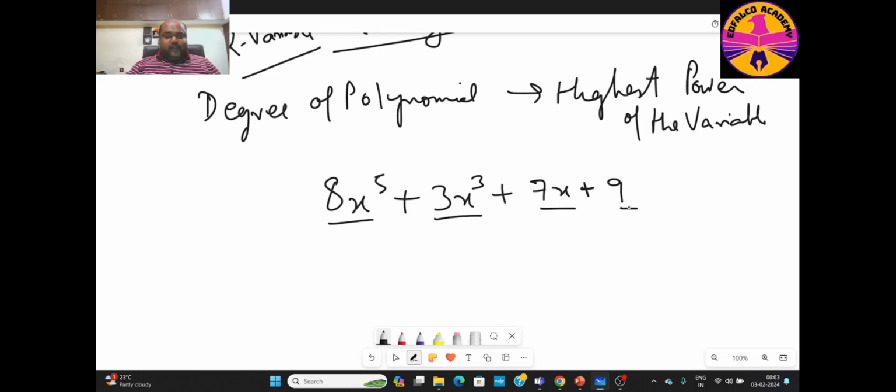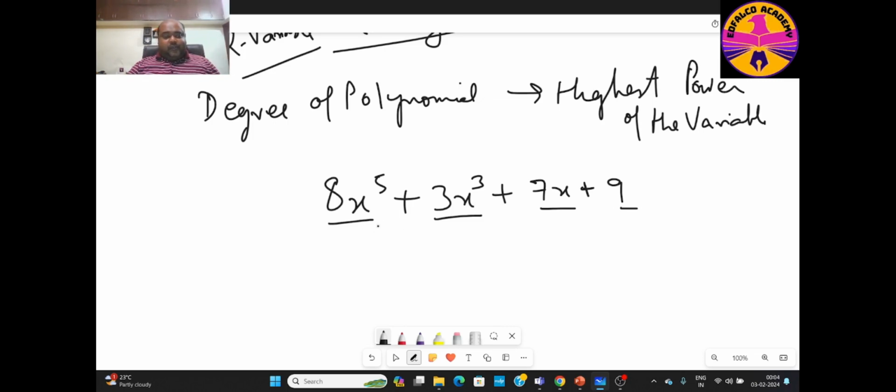So we see that everything has powers which are not negative or any fraction number, and therefore it's obviously a polynomial. Now another important thing to understand is that it is a single variable polynomial because only x is involved. And how many terms are there? There are four terms.